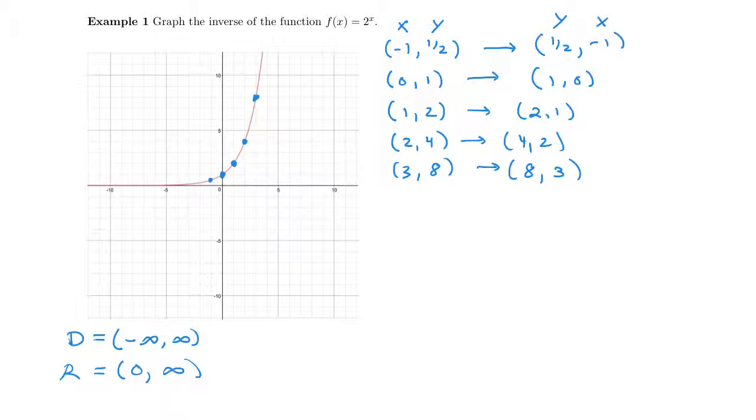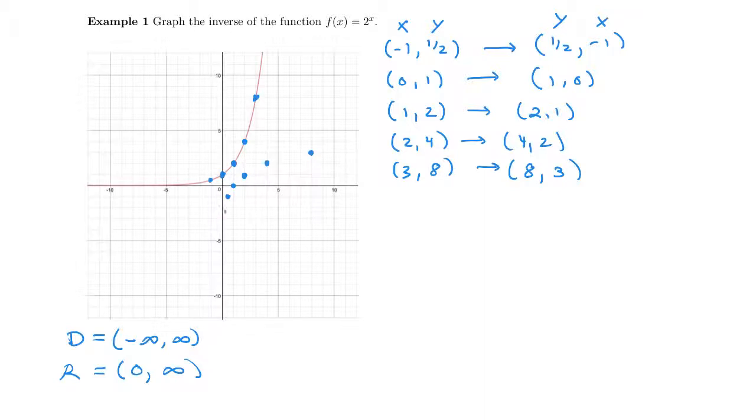So let's see. If we're at 1/2, we get -1. At 1, we get 0. At 2, we get 1. At 4, we get 2. At 8, we get 3. And I think that's enough to get a general idea of what this graph looks like.